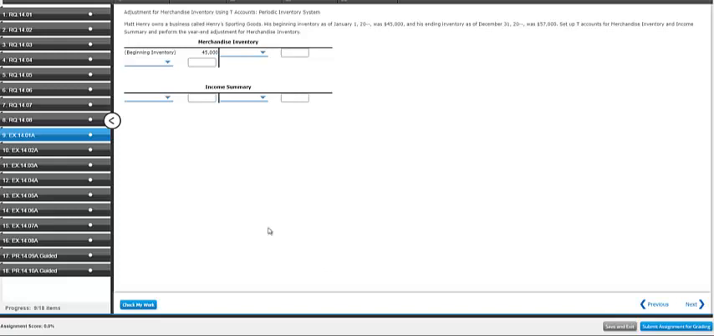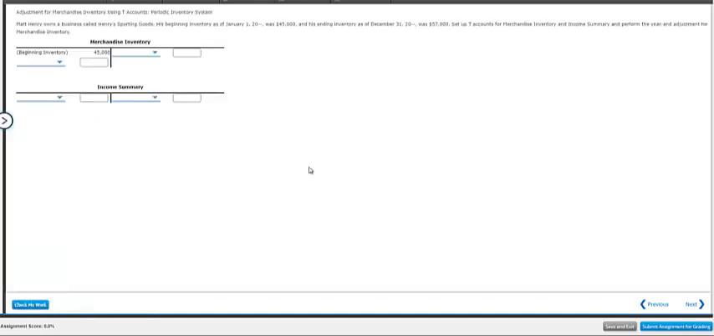This is assignment number 9 under chapter 14, or exercise 14.1. We're going to be doing some adjustments to merchandise inventory under the periodic system. Matt Henry owns a business. His beginning inventory was $45,000 and his ending inventory as of December 31st was $57,000. Set up the T accounts and perform the year-end adjustment.